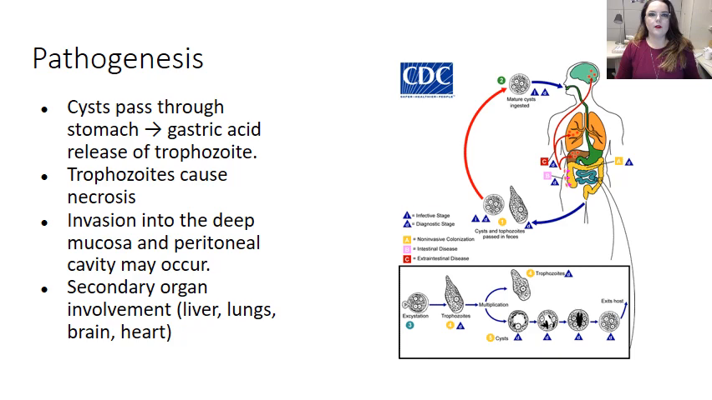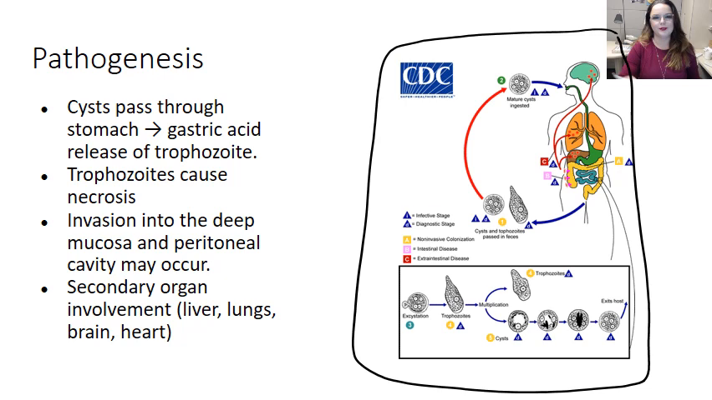Okay, so how do we actually get disease? So I literally just got finished telling you guys that you don't need to know the whole life cycle, and here is an image of a life cycle from the CDC. But this is actually kind of a master image. So this isn't the life cycle for just Entamoeba histolytica. It's the life cycle for actually a lot of different amoebiasis infections. So let's just kind of talk through what this looks like.